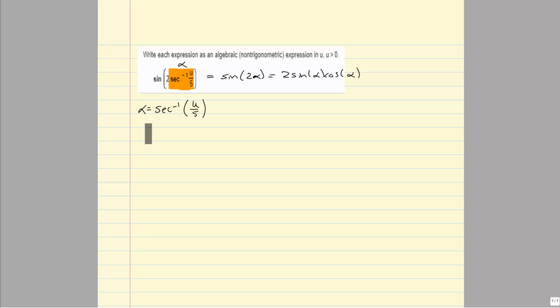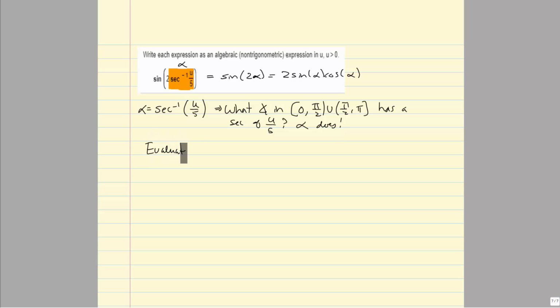Now from here, what I would do is think about what this means. This means what angle in the interval, okay, so this is that tricky one, 0 to pi over 2, pi over 2 to pi. Basically that means that we can't touch pi over 2 here. Has a secant of u over 5. And we have no idea, so we say alpha does. So then what we can do is evaluate this as an inverse cosine.